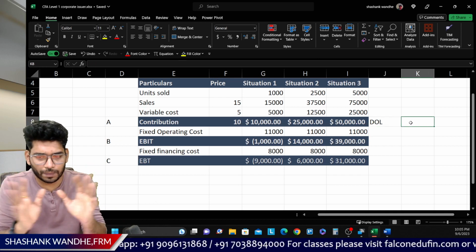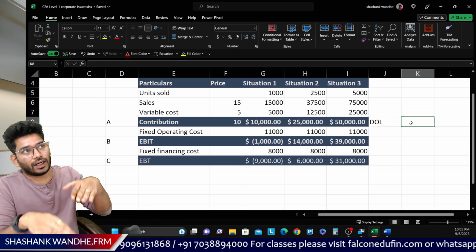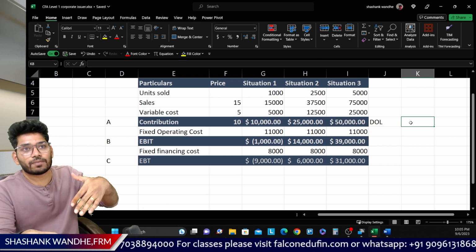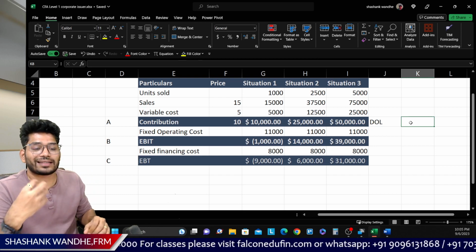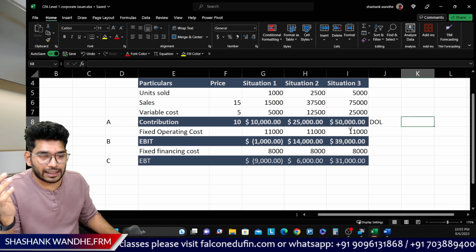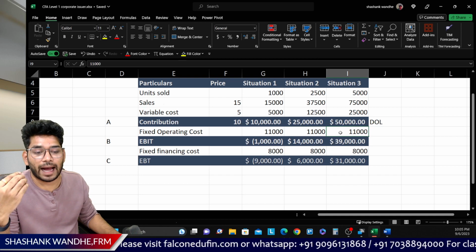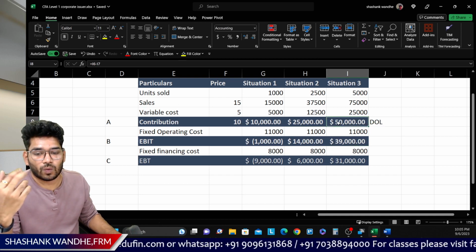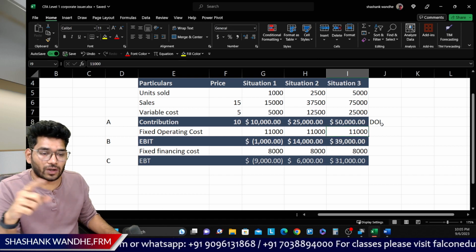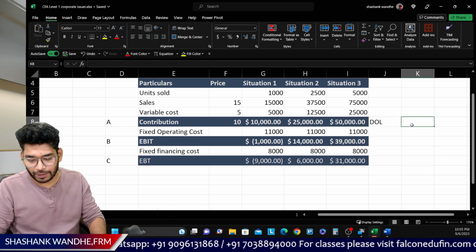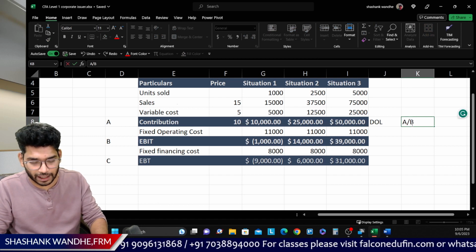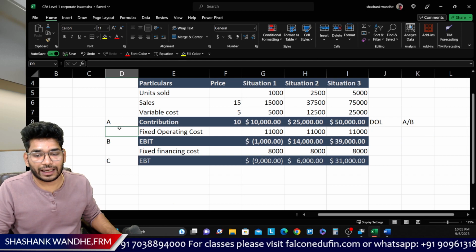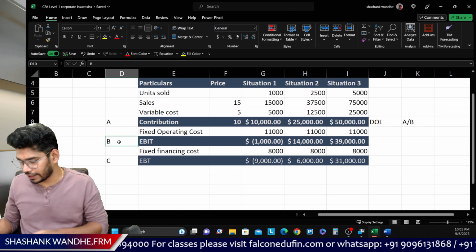So degree of operating leverage. And what is it? I hope you understand the concept of leverage. In physics, we also study the leverage, and leverage means some support. So what is this support at operating level? And this impact of DOL is based on the fixed operating cost. So your DOL is simply A divided by B. So we are connecting this point A, contribution, divided by EBIT.